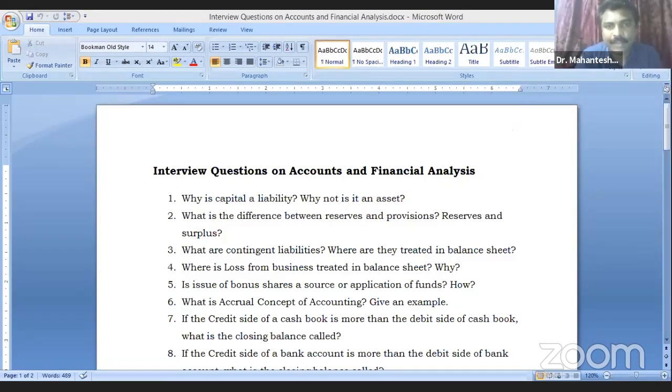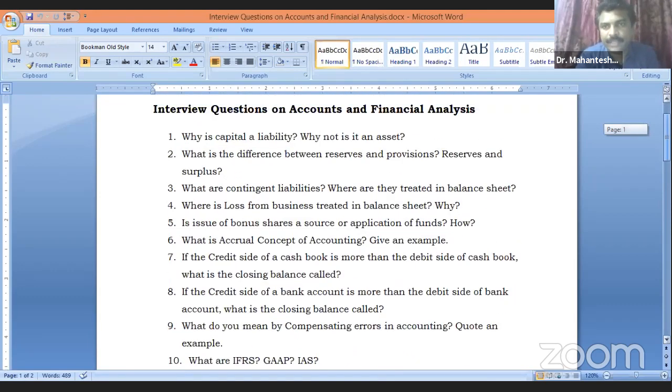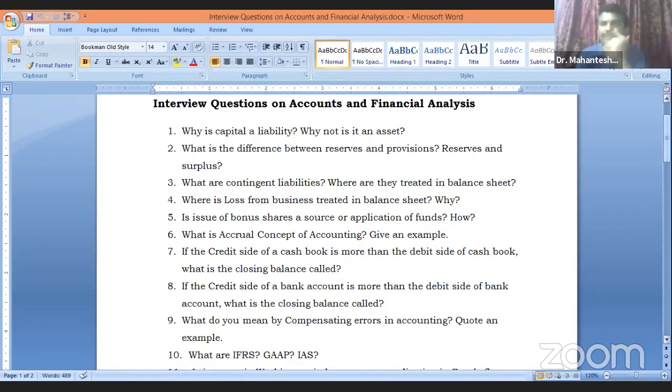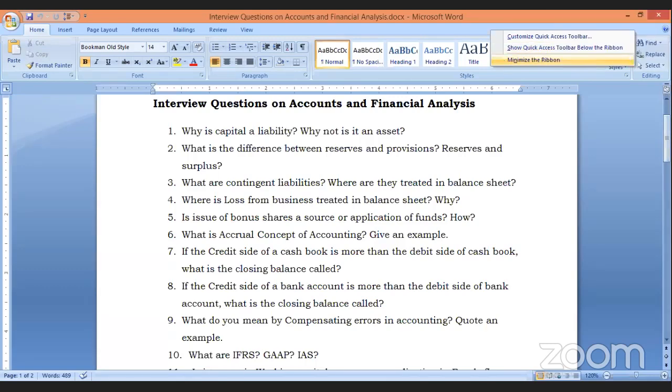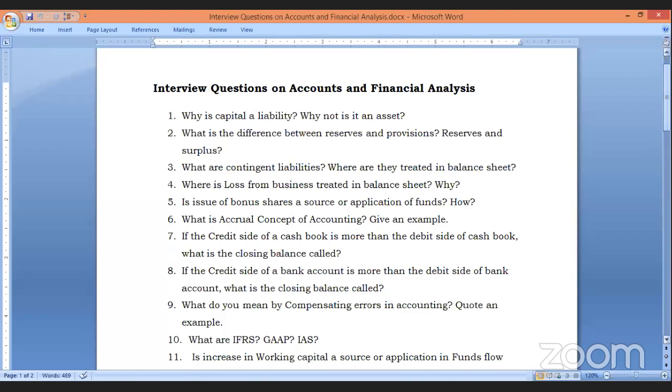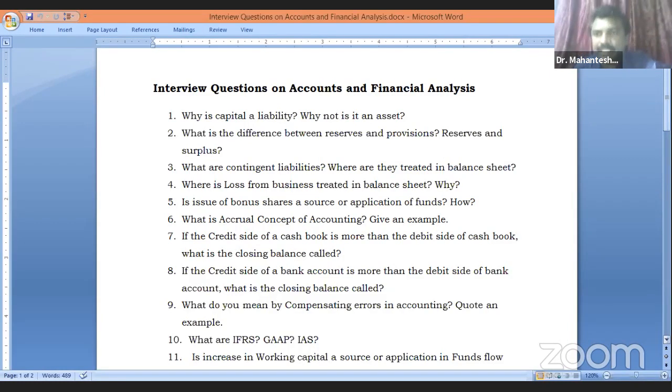Okay. Some basics, if you have not received this document, you can just have a look at these questions. These need not be the same questions that are going to be asked. Why is capital a liability? Now, you remember in our very first series, we discussed whether capital is a liability, whether profit is a liability. If it is a liability, why is it a liability? Why is it not an asset? What is the difference between reserves and provisions?